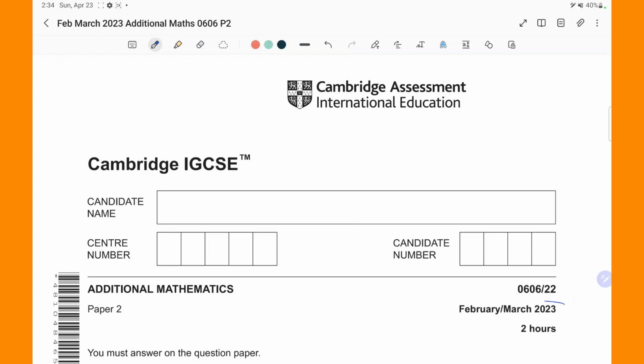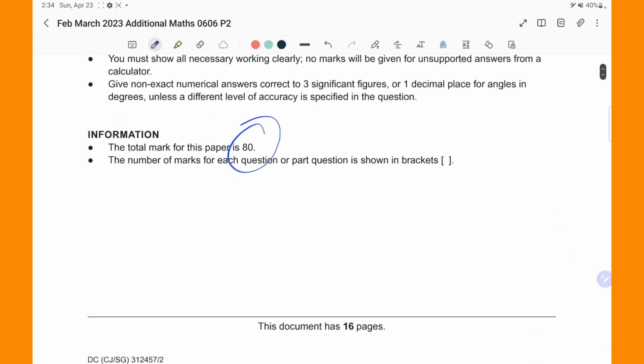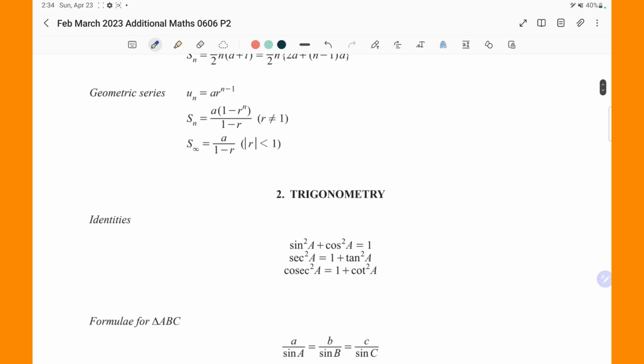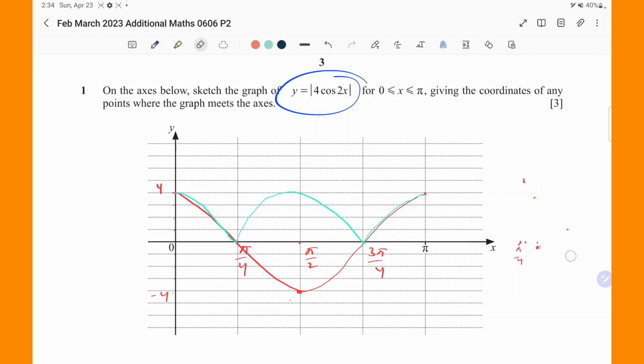So as you can see here, this is February-March 2023, and this is for 2 hours, for additional mathematics Paper 2. This is for 80 marks. These are some formulas. Now this is your question number 1. On the axis below, we have to sketch this graph. I would like to explain over here how to sketch this.